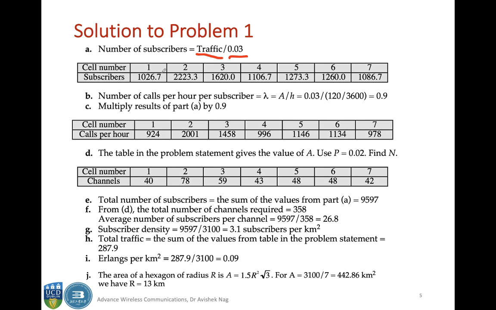It will be practical to convert these numbers to the nearest whole number, so you can take the ceiling function of all these numbers. This table gives you the numbers in decimal, but these are numbers of subscribers, so it's better to express them using the ceiling function. If you take the ceiling of 1026.7, the value for the first cell, then this is basically 1027, and so on.